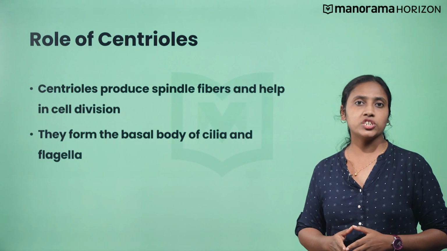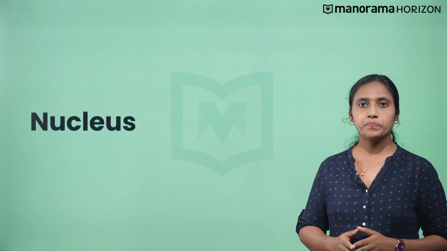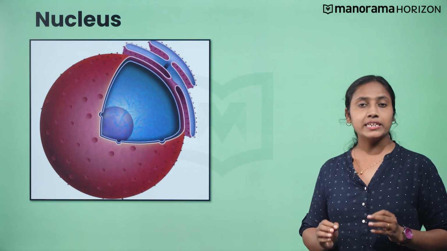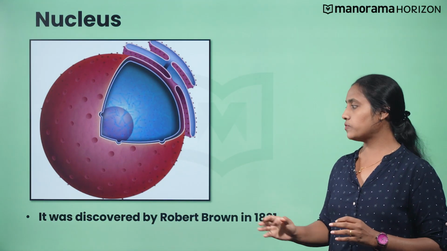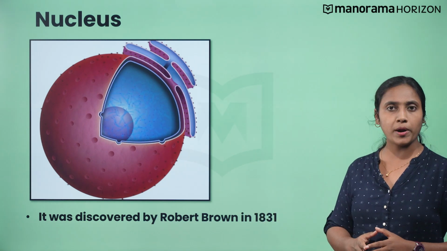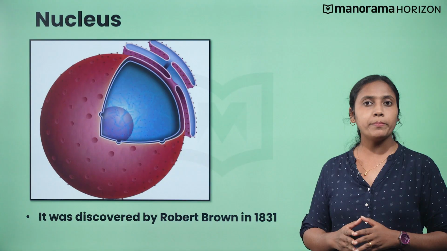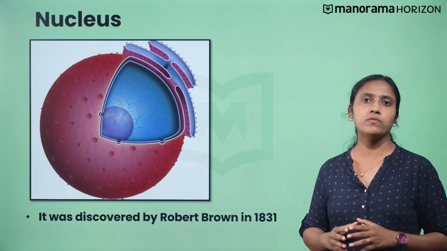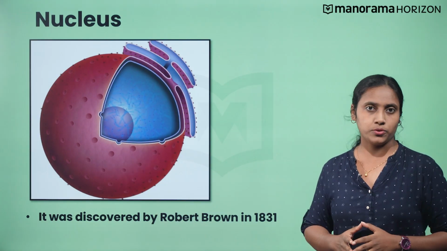The next structure that we are going to discuss is the nucleus. Nucleus is not an ordinary structure. It is the control system of a cell. Nucleus was first discovered by Robert Brown in 1831 and later Fleming named the chromatins to the dark stain structure found inside the nucleus. What else is inside the nucleus?